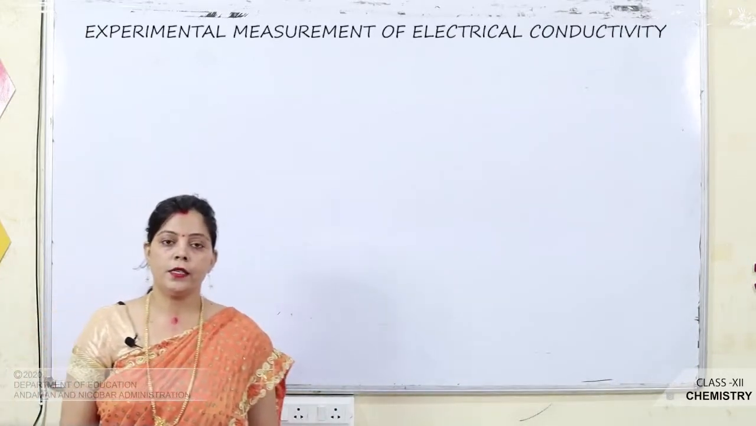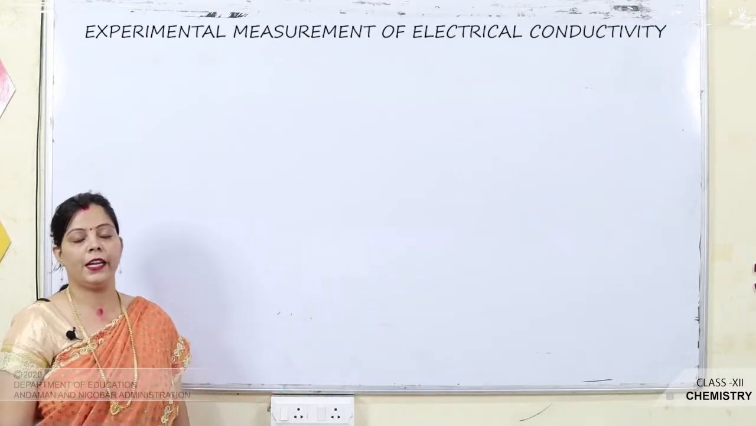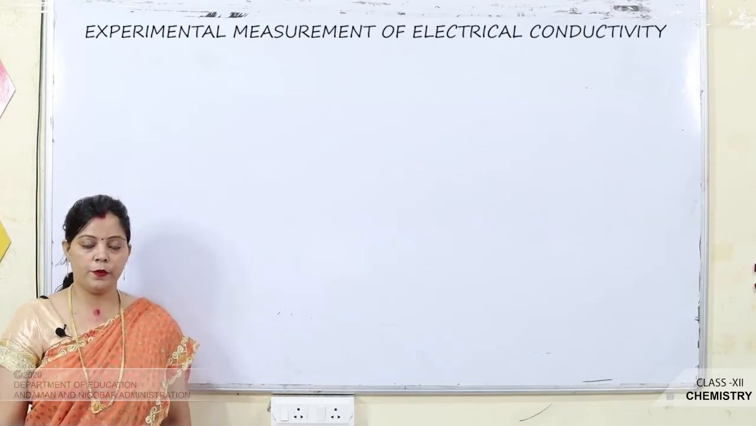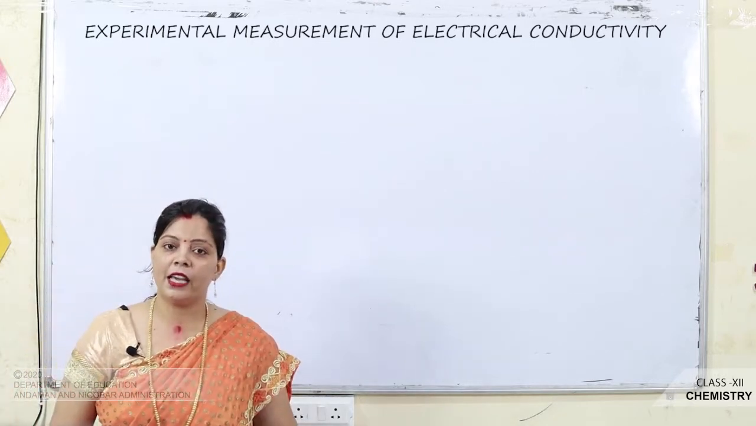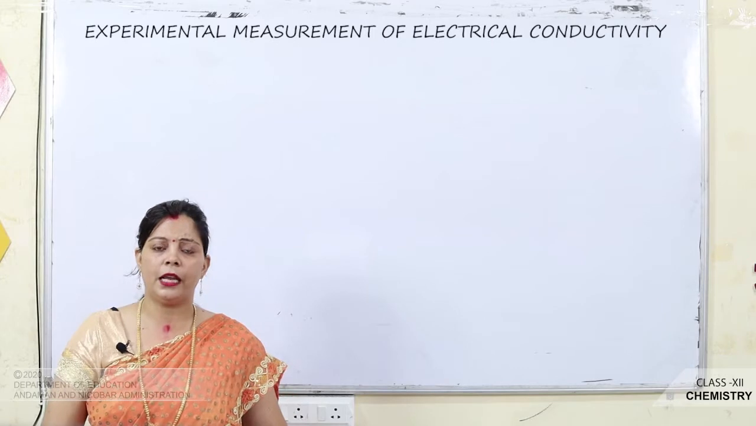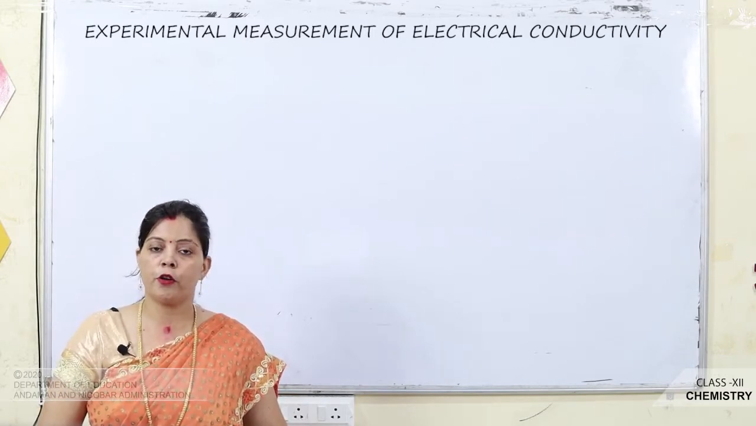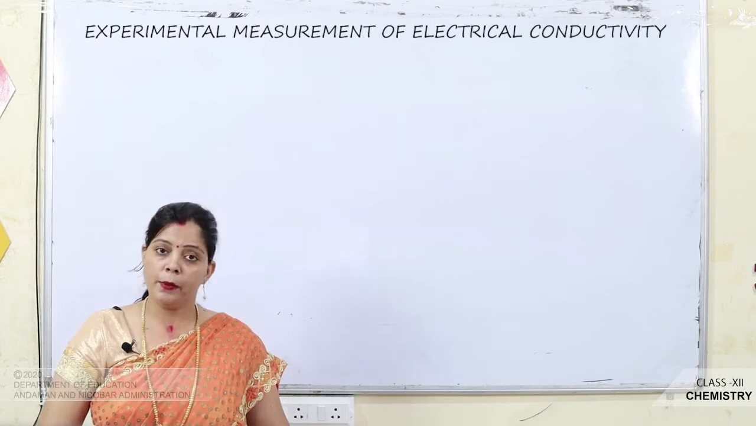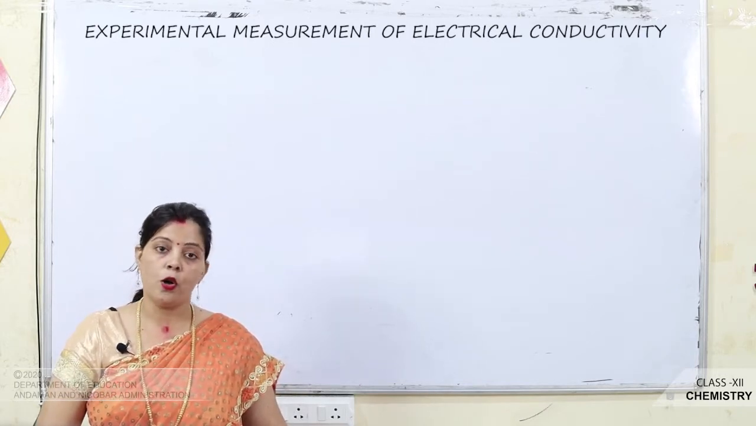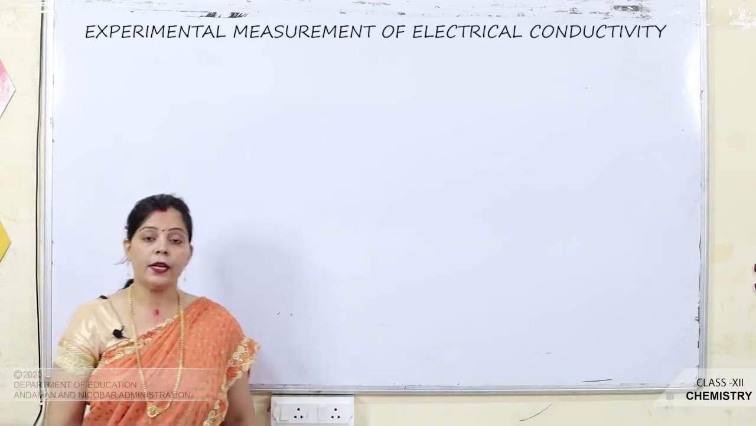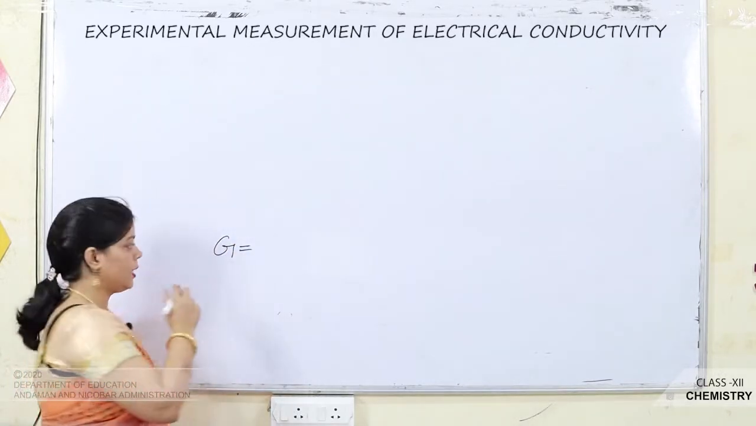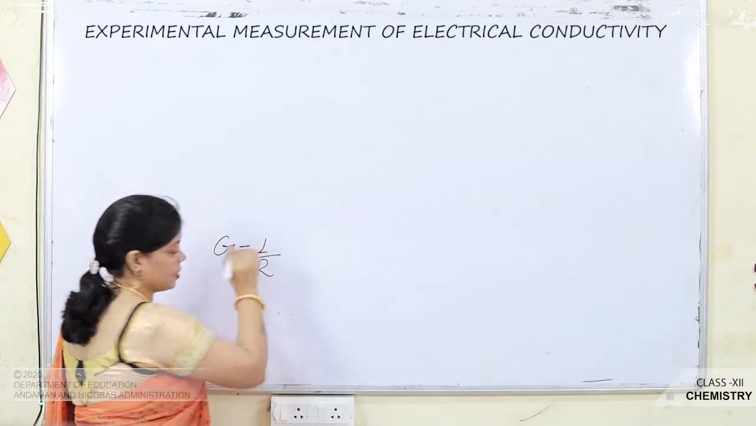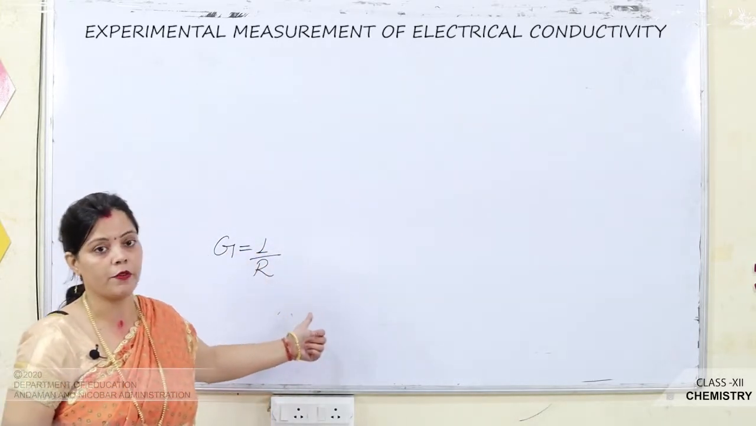After that children, the next topic is the experimental measurement of electrical conductivity. How can we experimentally measure the electrical conductivity of an electrolytic solution? In the case of metallic conductors, the metallic conductivity can be easily measured by the arrangement of the Wheatstone bridge method. Similarly, the electrical conductivity can also be measured by the Wheatstone bridge method. Students, as we know, the conductance of the solution, that is G, is the inverse of the resistance. Conductance is the reciprocal of the resistance.